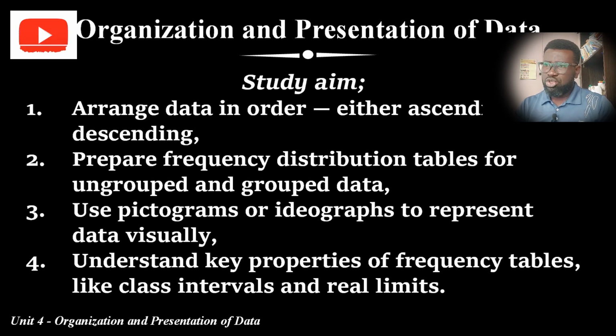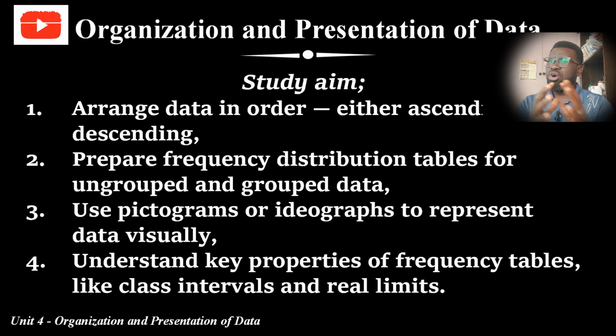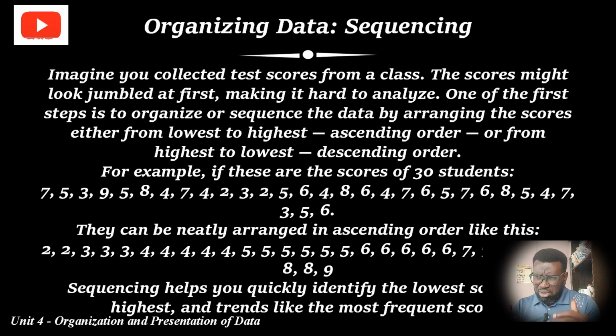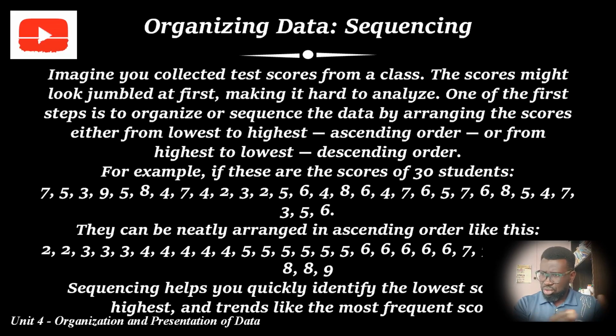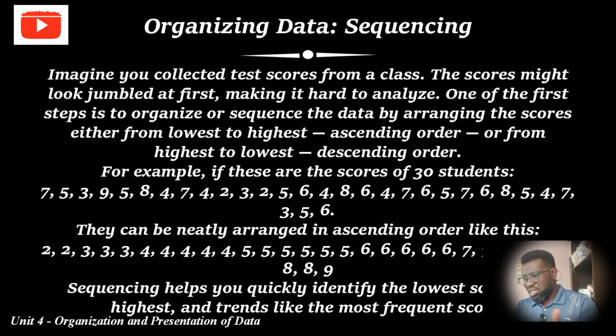All right, let's go straight to it. Imagine you collected test scores from a class. Now, the scores might look jumbled at first, making it hard to analyze. One of the first steps is to organize or sequence the data, arranging the scores either from the lowest to the highest, which represents ascending order, or from the highest to the lowest, which represents the descending order of such data set. Now, for example, take a look at this data set.